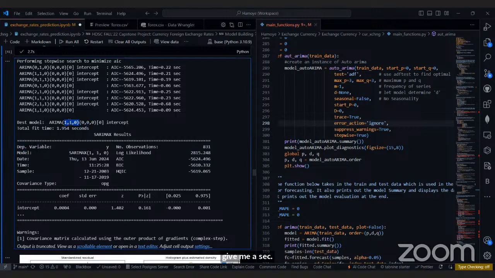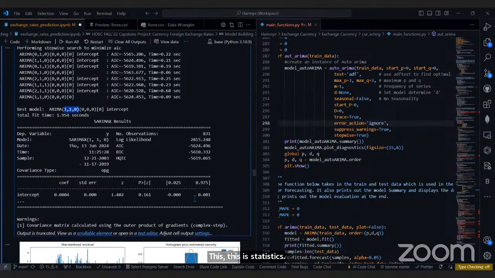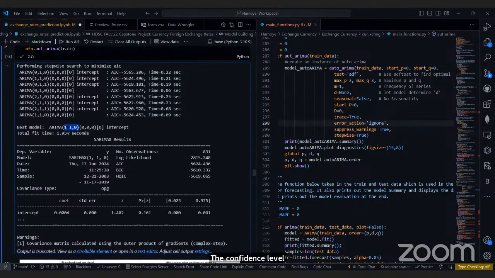All right, so this is PDQ. This is the dependent variable Y. The model we're using is the SARIMAX model. The date it was run, which was today, the time, the sample, the number of observations, the coefficient, standard error, the z-value, this is statistics, the confidence level. Okay, so this is actually what we're after. Let me look for the notes where I wrote that.